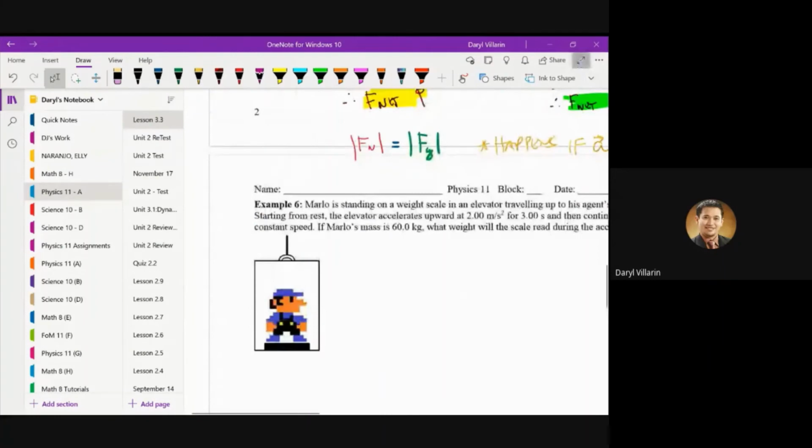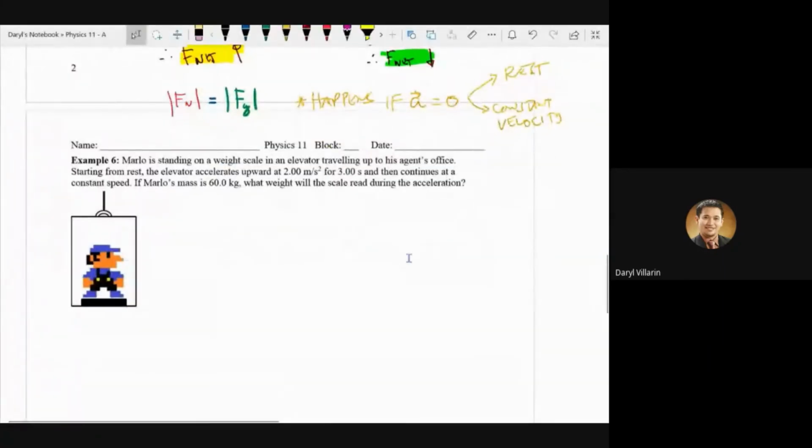Okay, let's take this example and then we'll have a break after this. Marlo is standing on a weight scale in an elevator traveling up to his agent's office. Starting from rest, the elevator accelerates upward at 2 meters per second squared for 3 seconds and then continues at a constant speed. If Marlo's mass is 60 kilograms, what will the scale read during the acceleration?